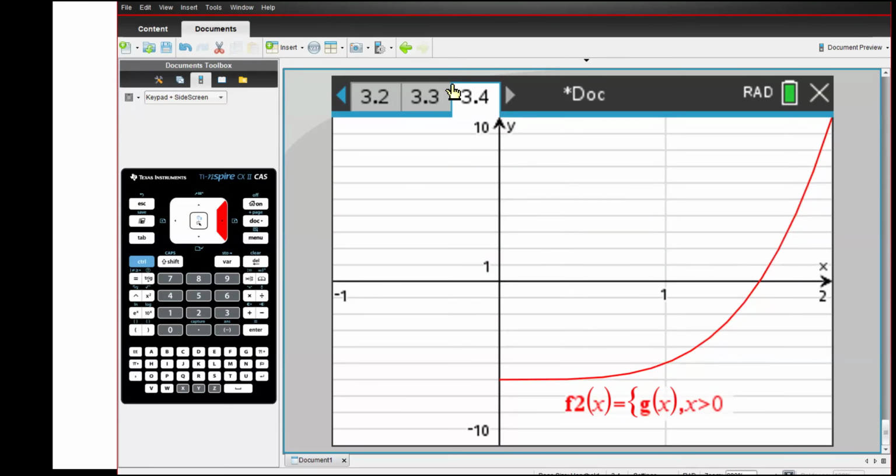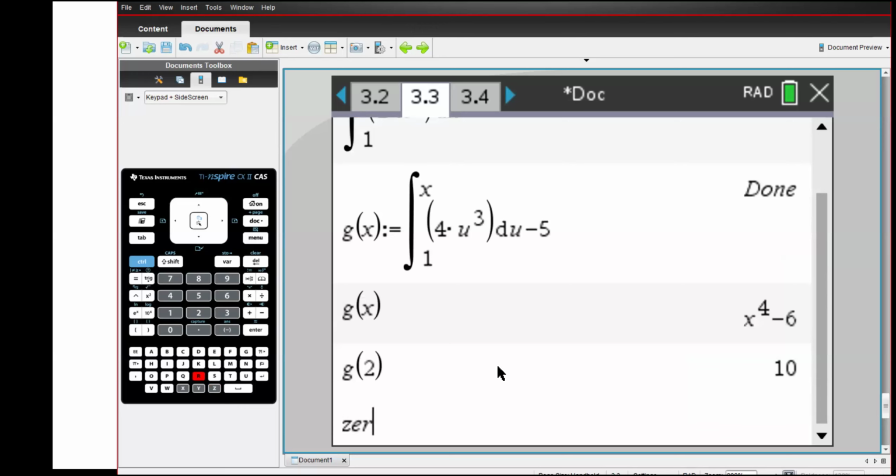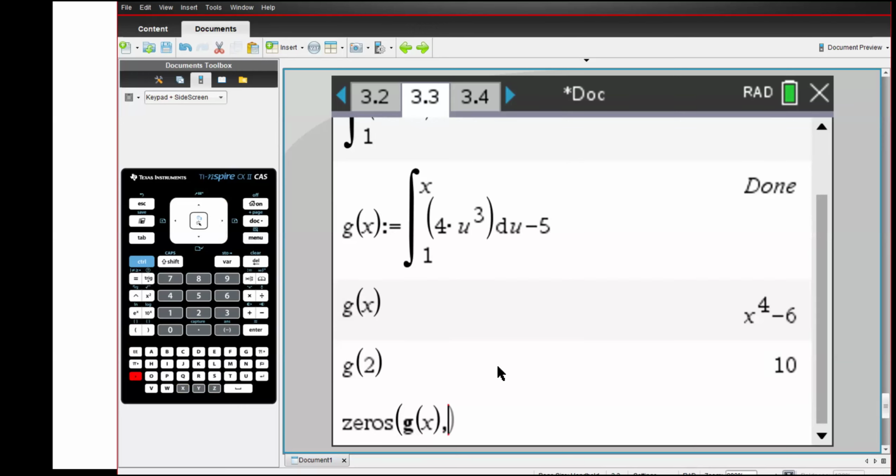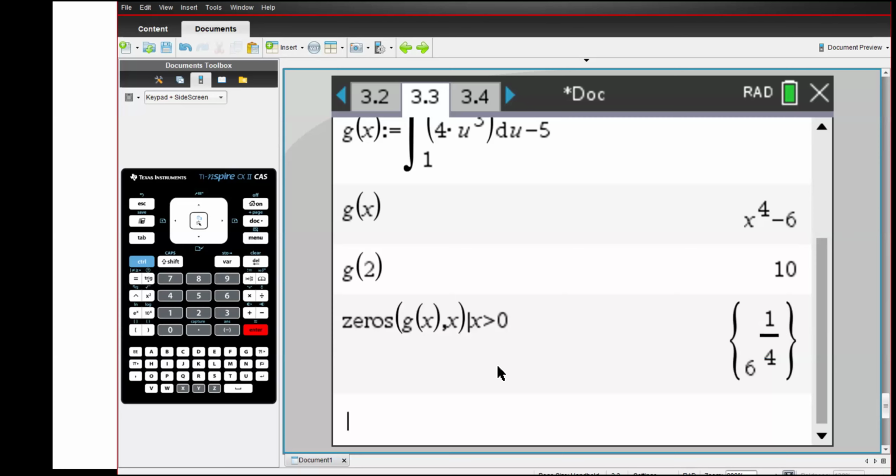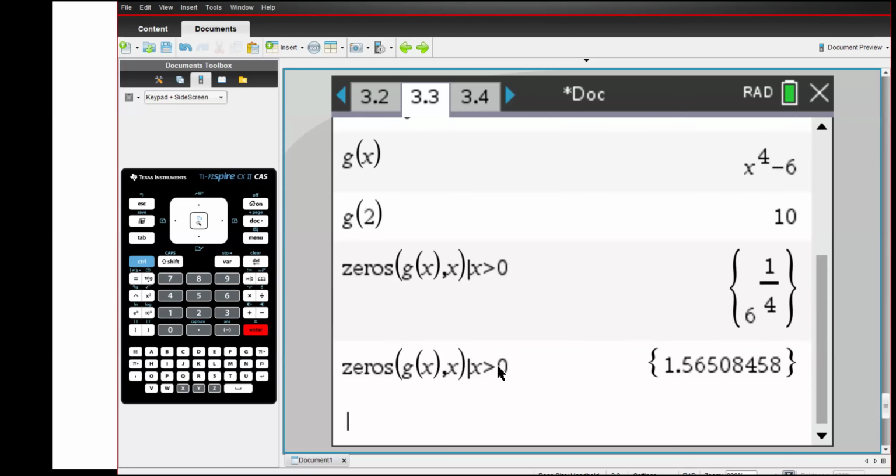It's slightly, zeros, g of x comma x for x greater than 0. 6 to the power 1/4. Control enter. 1.56 something. Okay, excellent. Let's have a look.